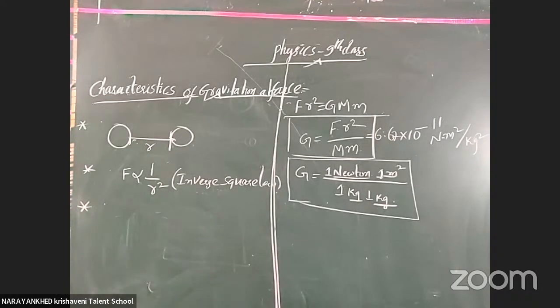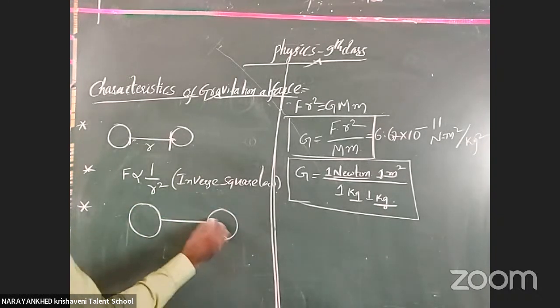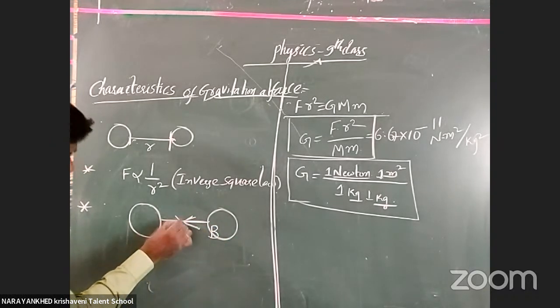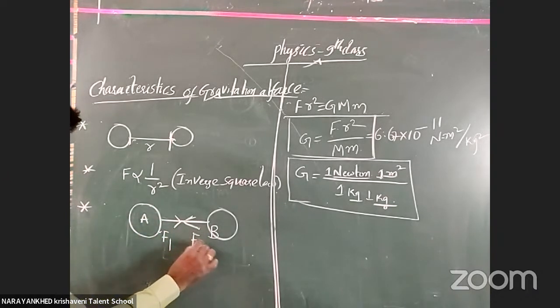What is the next characteristic we consider? More characteristics are there. Gravitational force between two bodies or objects forms an action and reaction pair. If object A attracts object B with force F1 and object B attracts object A with force F2, then F1 is equal to minus F2. Here there are two forces. A is giving force on B, and B is also giving force on A. In one case it gives F1, in the other F2.